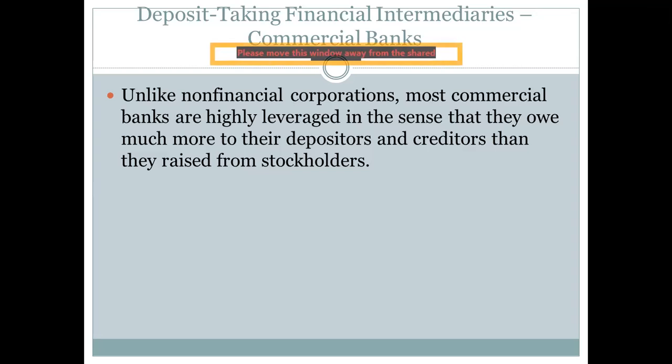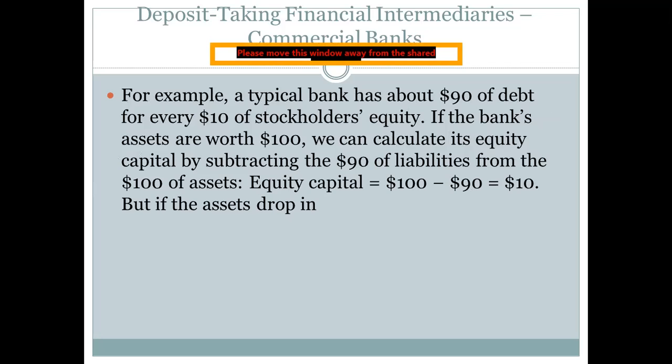Unlike non-financial corporations, most commercial banks are highly leveraged in the sense that they owe much more to their depositors and creditors than they raise from stockholders. For example, a typical bank has about $90 of debt for every $10 of stockholders' equity. If the bank's assets are worth $100, we can calculate this equity capital by subtracting the $90 of liabilities from the $100 of assets. Equity capital equals 100 minus 90, equals 10.